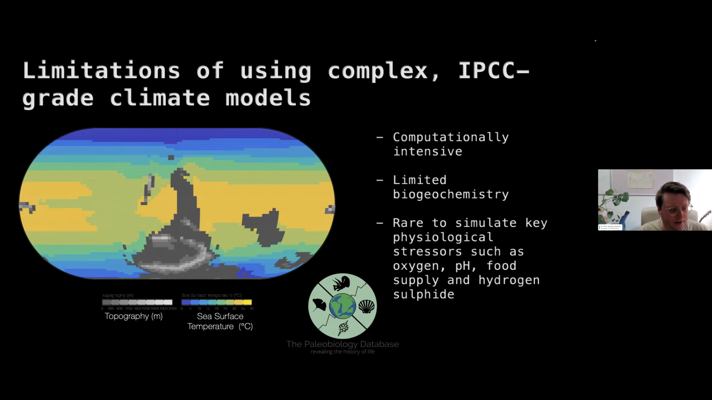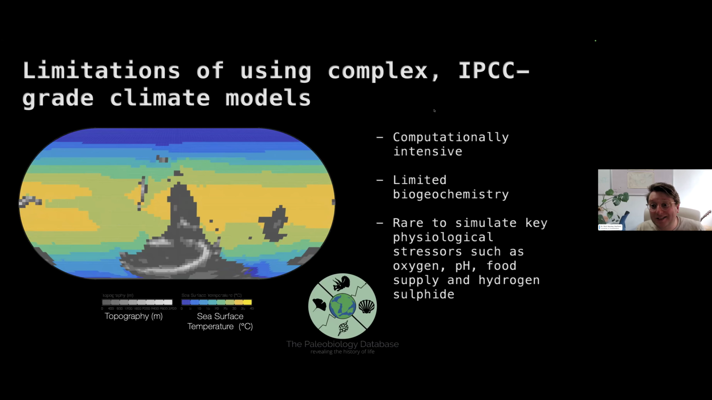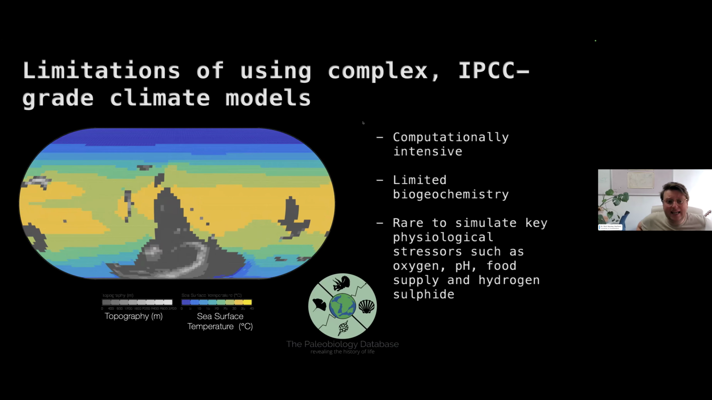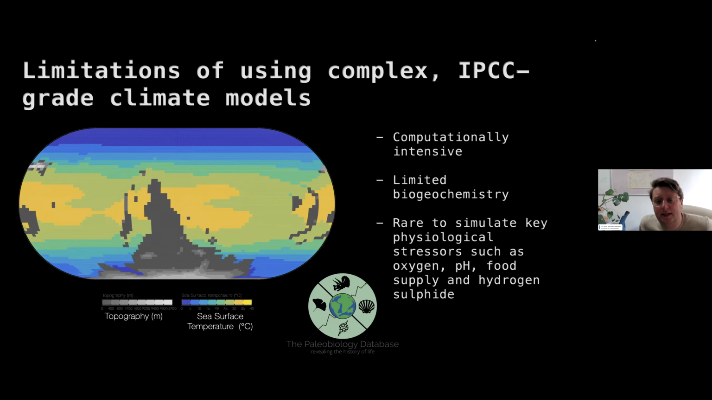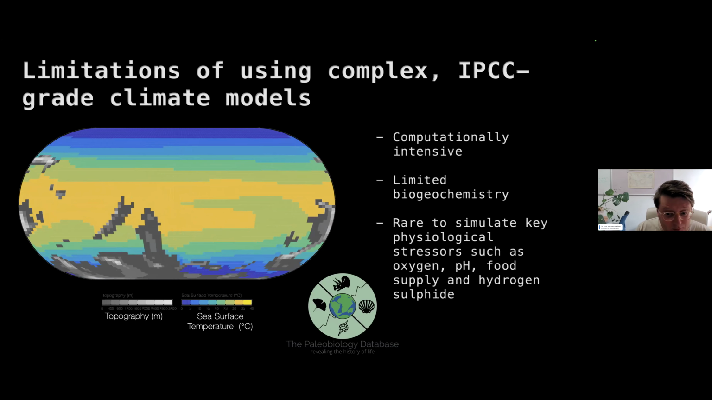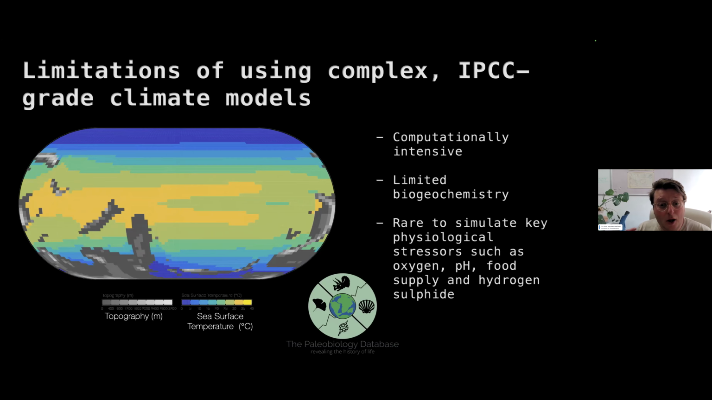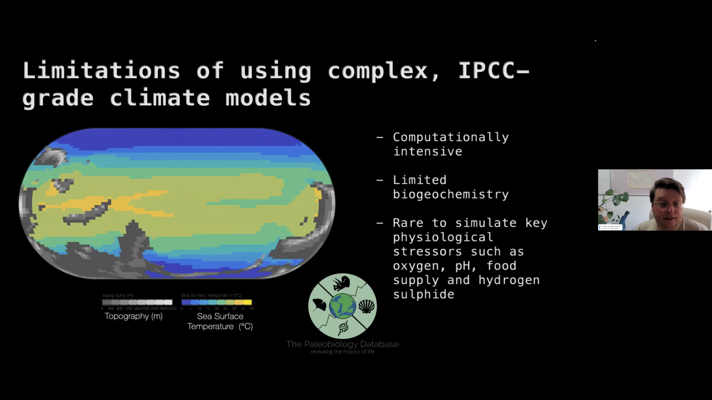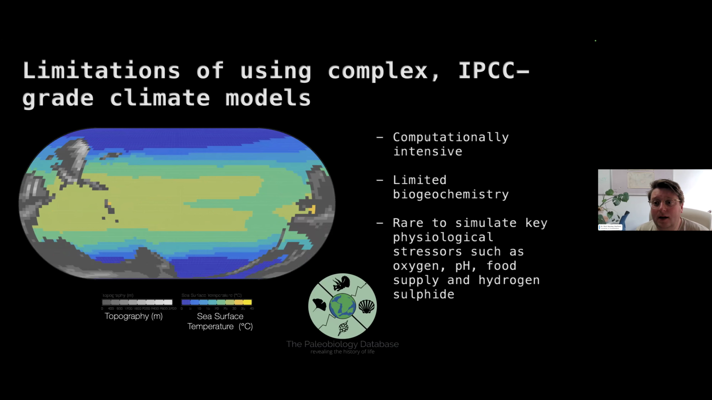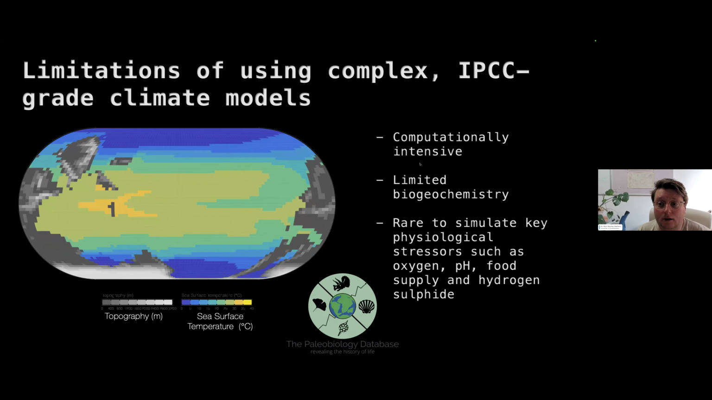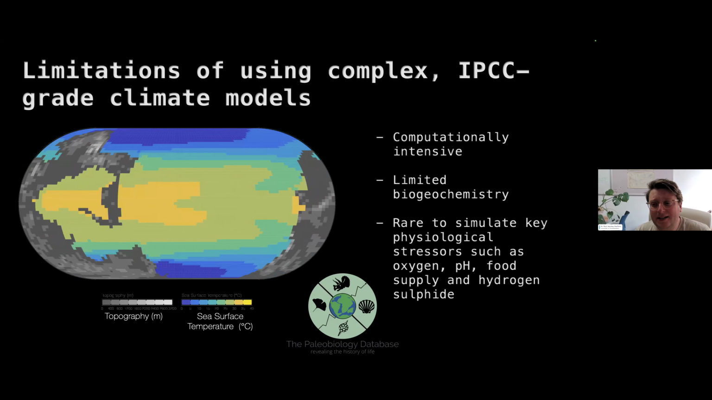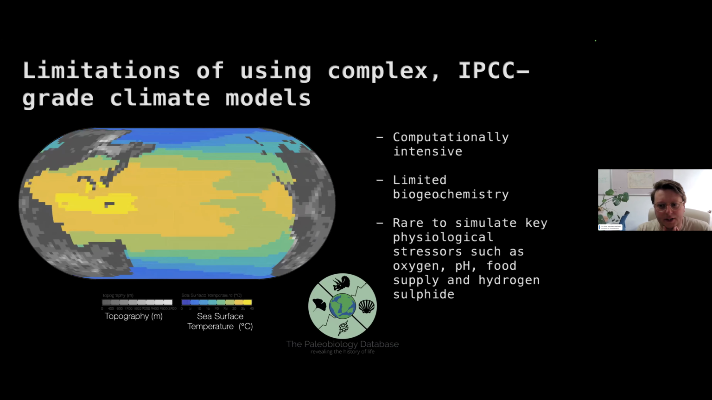So in terms of problems that I like to work on and things that have motivated me, a key thing is that some of these spatially highly resolved models are brilliant for some scientific questions, but they're not a great fit for all scientific questions. For instance, these spatially well-resolved models are very computationally intensive. They take a long time to run on quite big supercomputers. But in addition to that, they also have quite limited biogeochemistry.